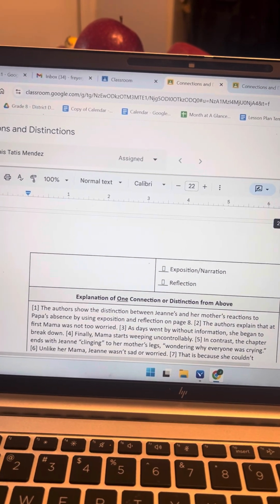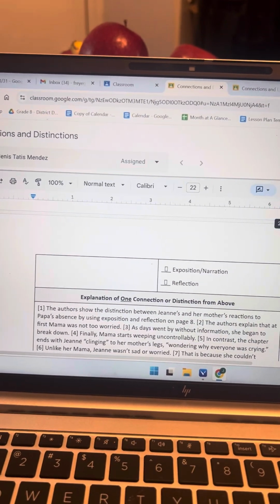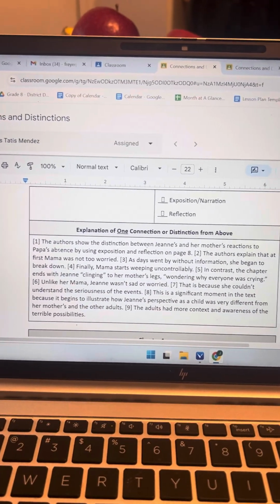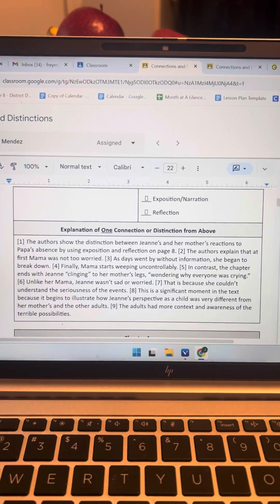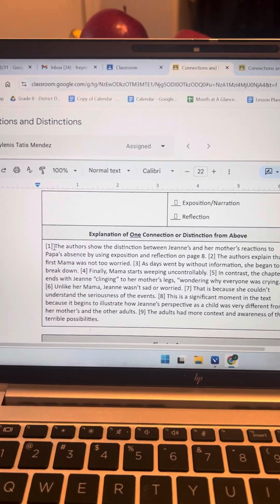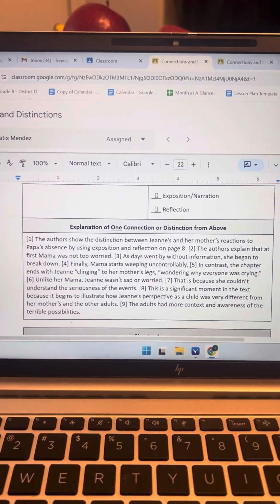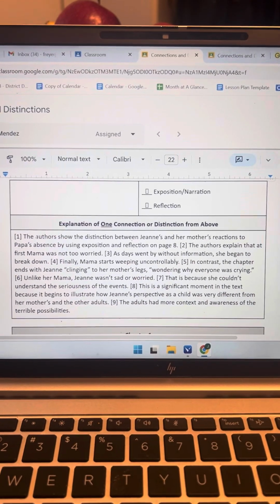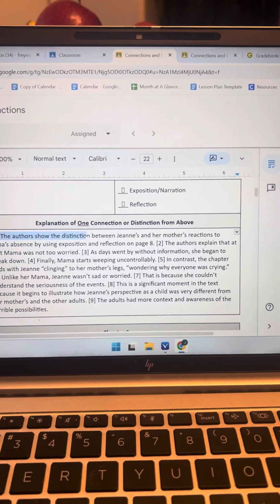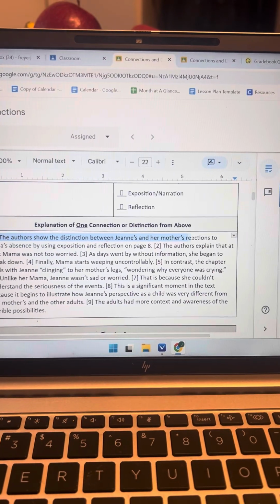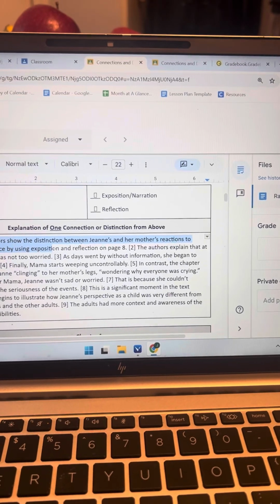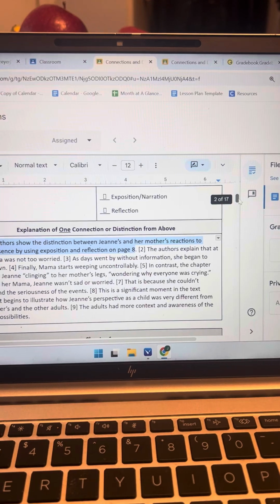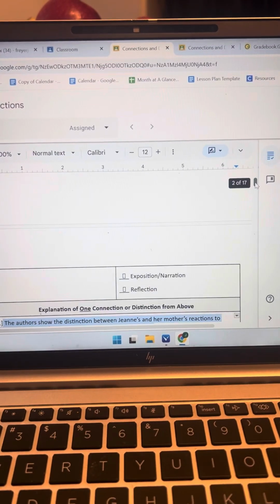Now, once we have everything checked off, we have our connection or distinction we're going to write about. In our author's methods, we're going to write a paragraph-long response. So the first sentence should just explain whether you're writing about a connection or a distinction, what author's methods were used in the chapter, and what page numbers this connection or distinction can be found on. So in the model, it says the authors show the distinction between Jean's and her mother's reactions to Papa's absence by using exposition and reflection on page 8.